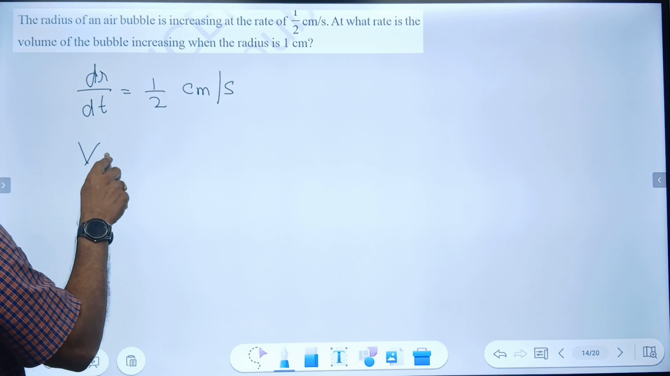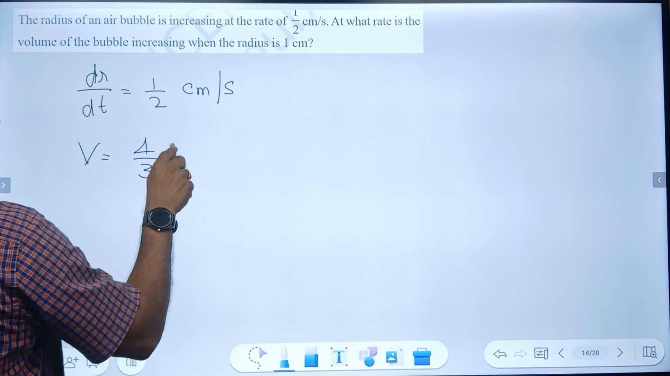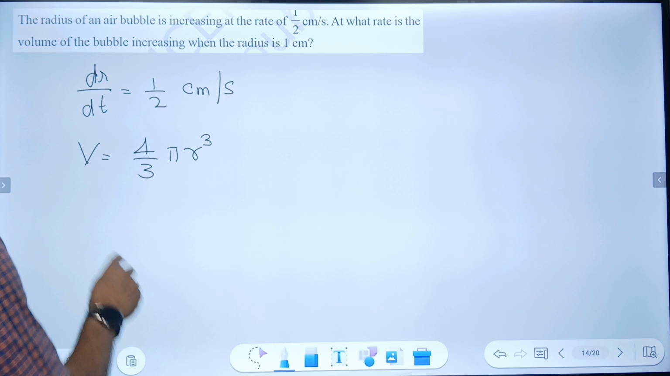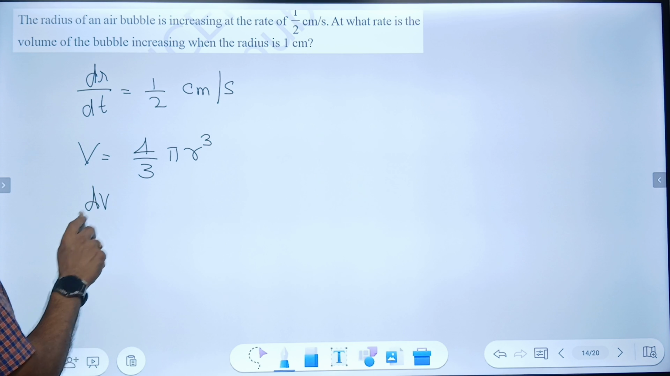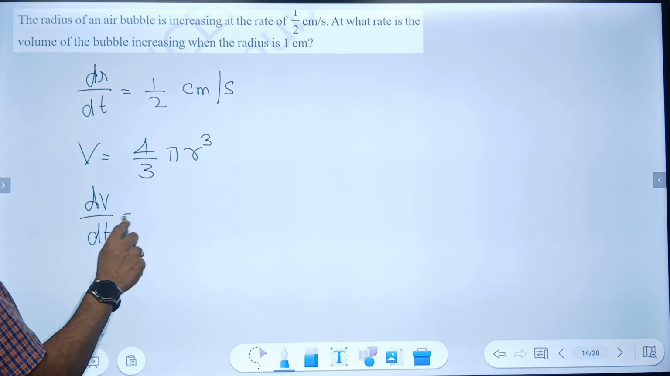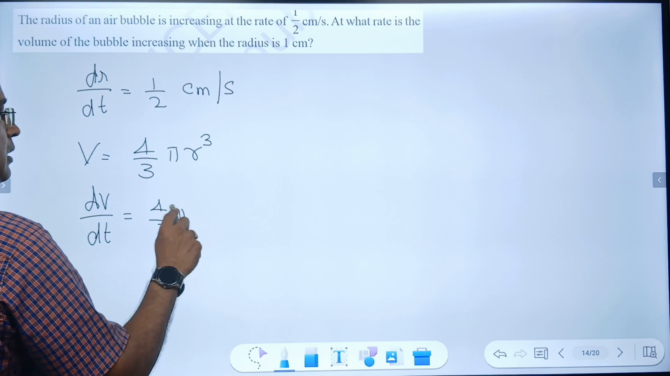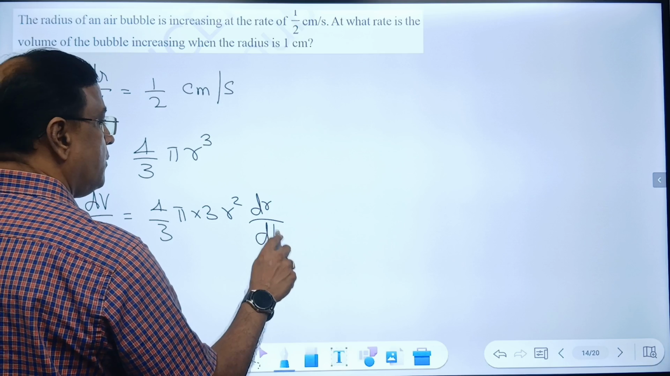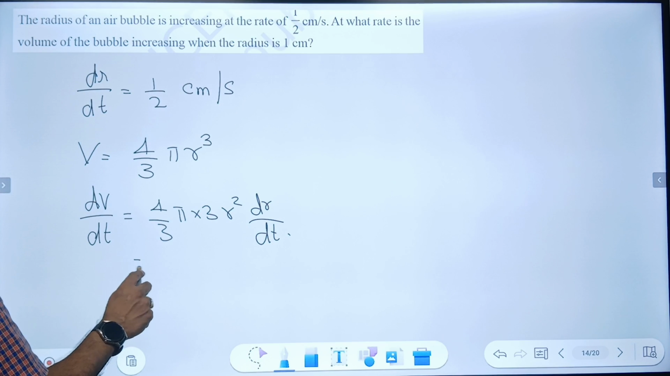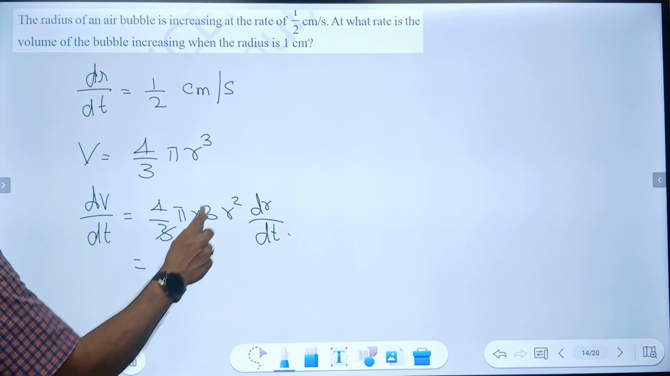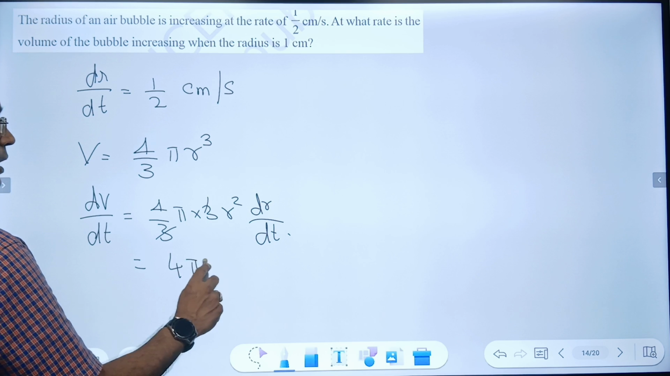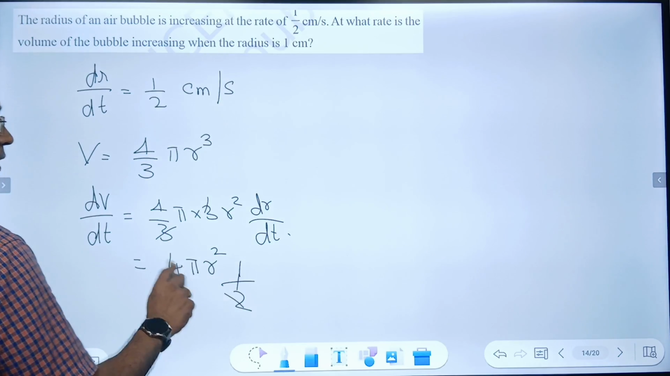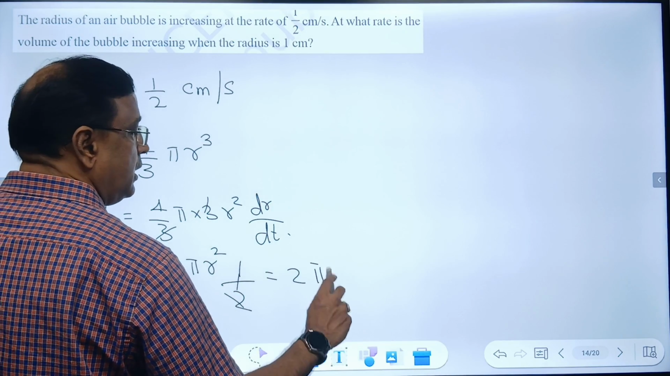What is volume? Volume will be 4 by 3 pi r cube. We are assuming that the air bubble is in the shape of a sphere. It is not given, but that is the closest that I can get. So dV by dt is 4 by 3 pi into 3 r square into dr by dt. Now dV by dt I want to find. So the 3 gets cancelled, 4 pi r square. What is dr by dt? Dr by dt is 1 by 2, so they get cancelled. You get 2 pi r square.